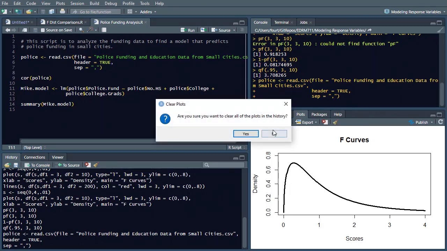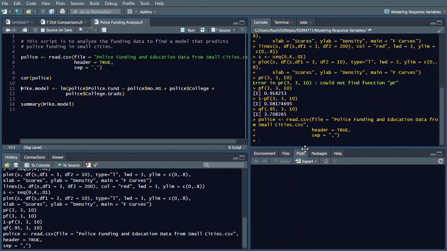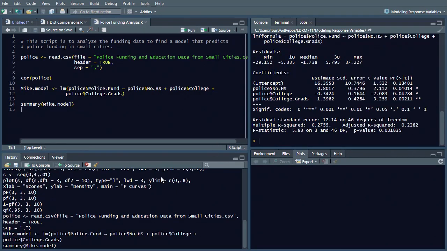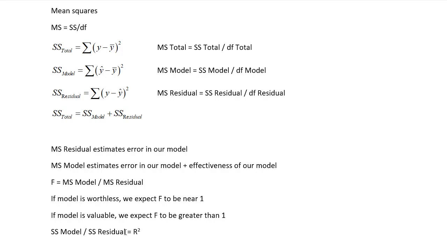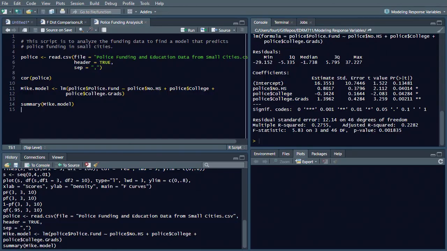Let me go ahead and clear out that plot. We don't need to be looking at that. Let me get the summary of that model. All right, so when I look at this, I see it accounts for about 28% of the variation. That is the sum of squares model over sum of squares residual is 0.28, 28% of the variation.